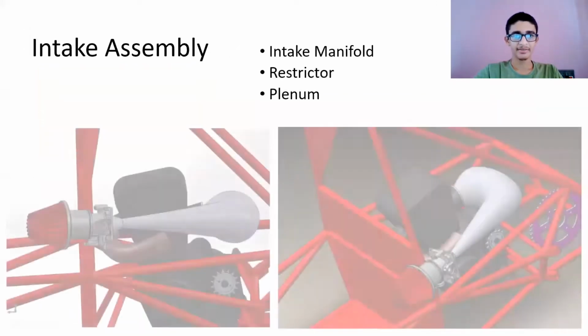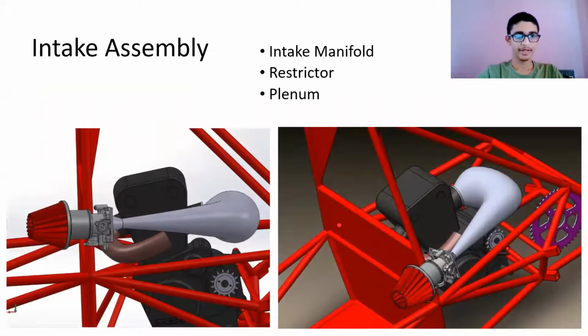So that is the intake assembly. Now let's come to the main part of what we have to design. Majorly we have to design the intake manifold or runner, restrictor and plenum. This is an image from our previous vehicle. This is the air filter, the throttle body, the restrictor, the plenum. And since we are going to use a single cylinder engine, we need not have a separate runner. The end of the plenum can directly be attached to the intake of my cylinder. So that's all. This is one of the assemblies.